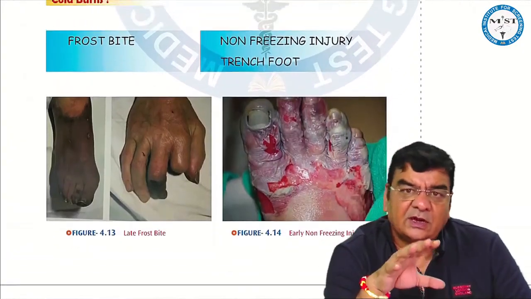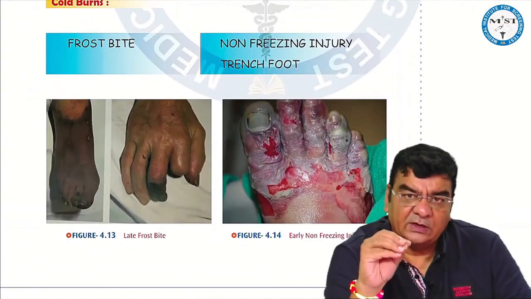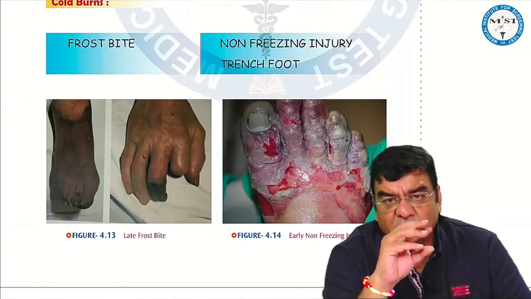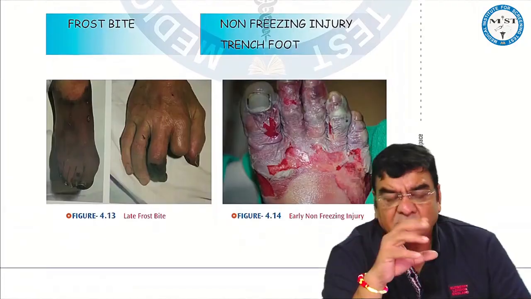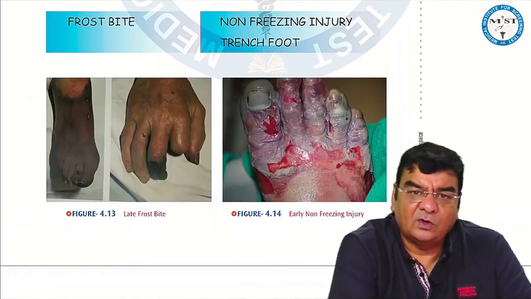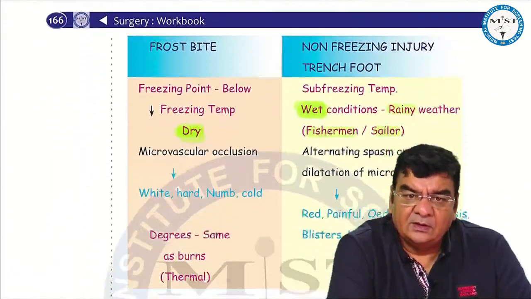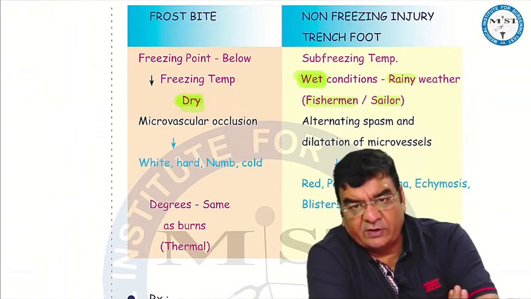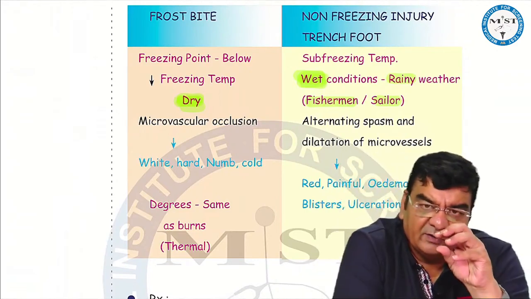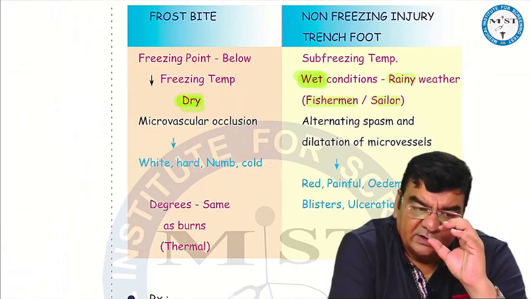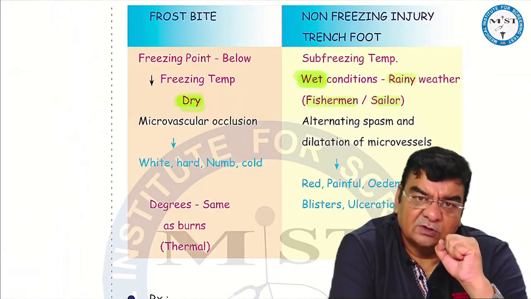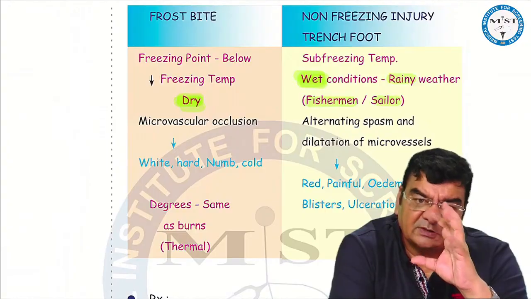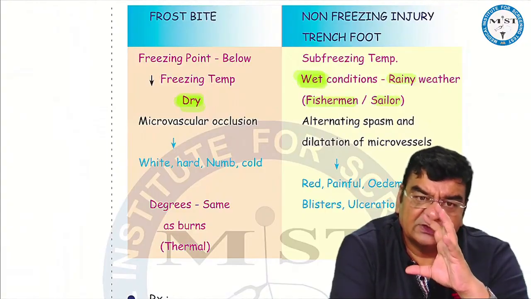Cold burns can be because of dry or wet. Dry cold causes frostbite, and wet cold causes trench foot or non-freezing injury. The basic difference between frostbite and non-freezing injury or trench foot is the dry and the wet, and in frostbite, there is complete microvascular occlusion, while in trench foot, it is an alternating spasm and dilatation of the microvessels.